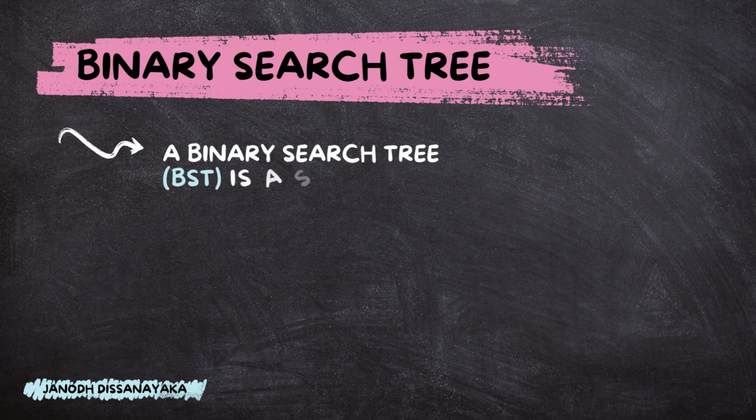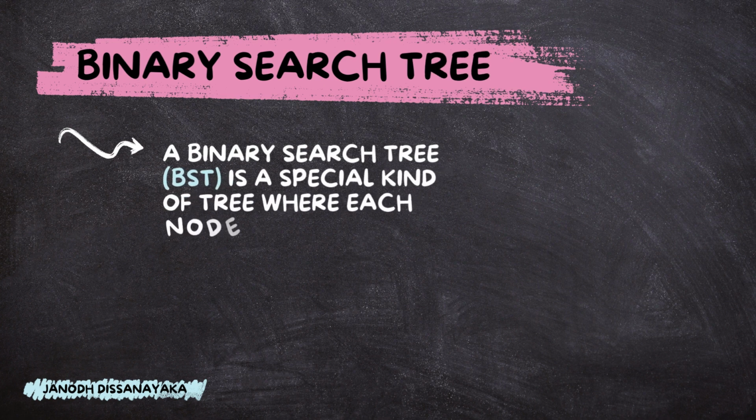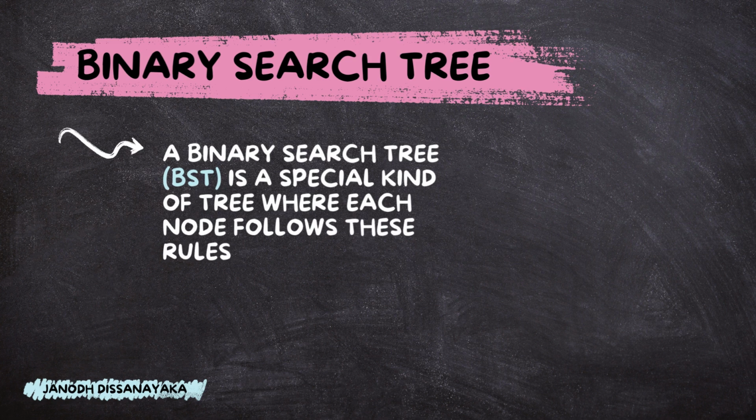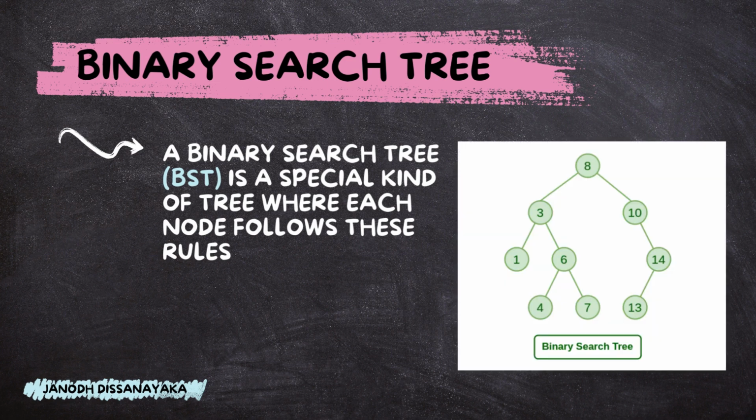A binary search tree is a special kind of binary tree where each node follows these rules. The left subtree contains values smaller than the parent. The right subtree contains values greater than the parent. Each node has at most two children. For example, in this BST, notice how every left child is smaller and every right child is greater.